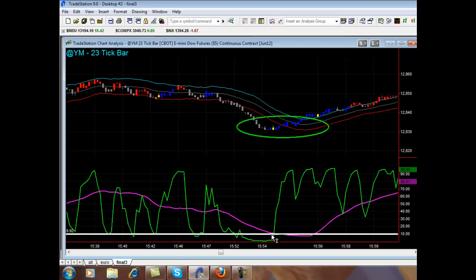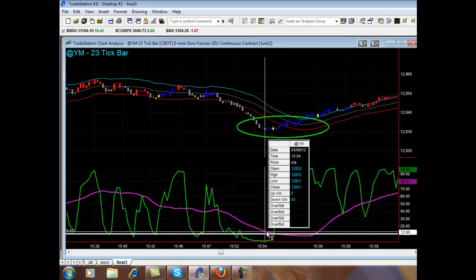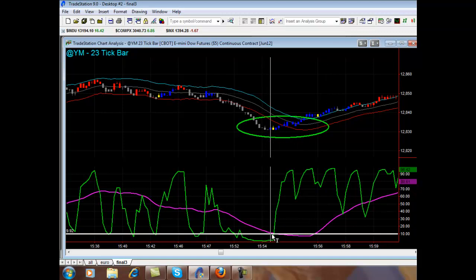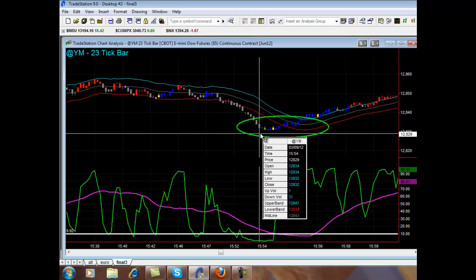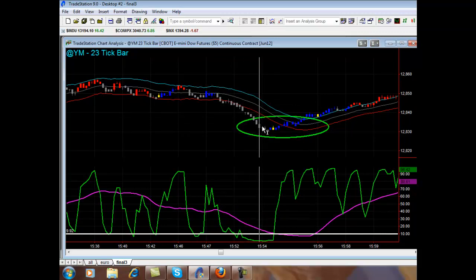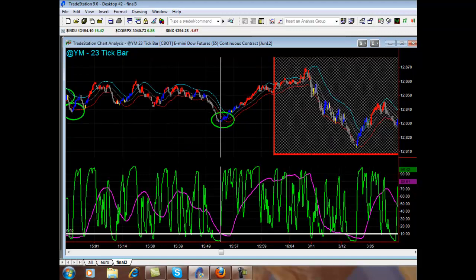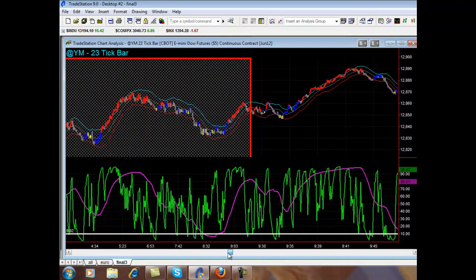Right in here, we are waiting for a move into the 10 area. We've had such a strong move on the downside. We are way outside the Keltner channel here at the end of the day, and we get a signal to go long. Going to move through here a little faster.